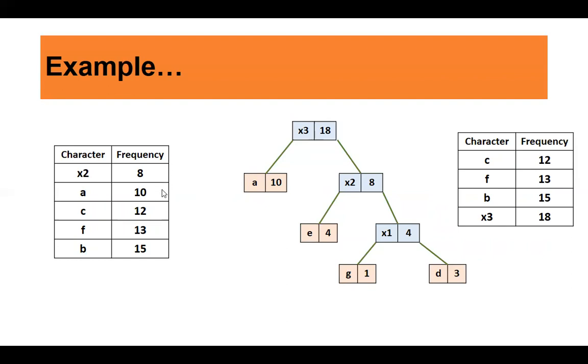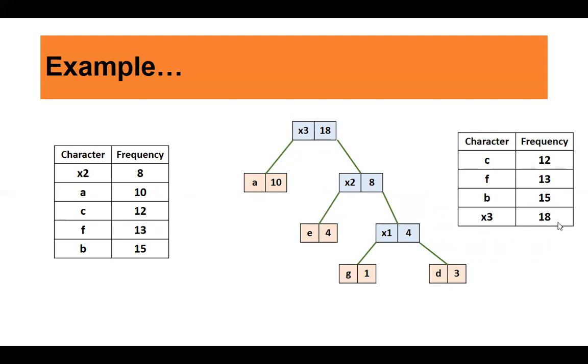So now what? x2 is extracted, A is extracted, and now we will be inserting x3. When you are inserting x3, see to it that you maintain the min heap property, right? x3 has the highest frequency, so it will be added at the end. The table should always be sorted from the frequency point of view. Is it fine?